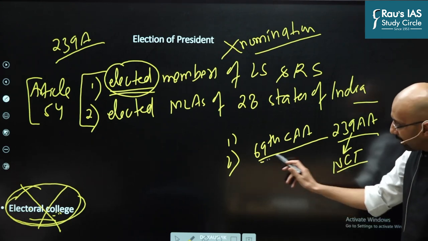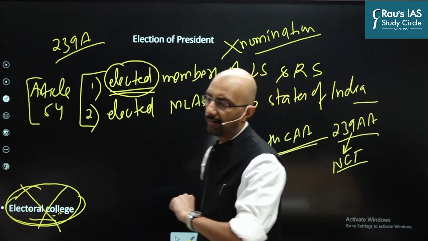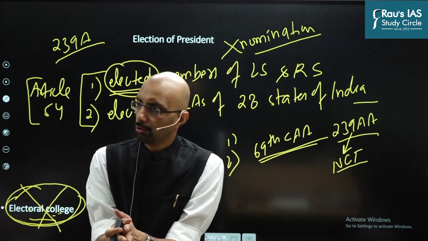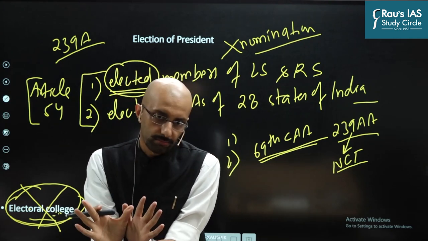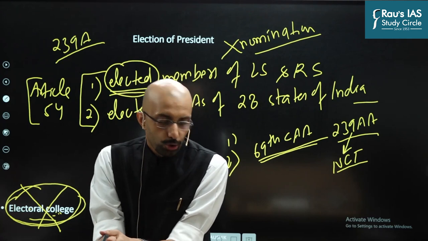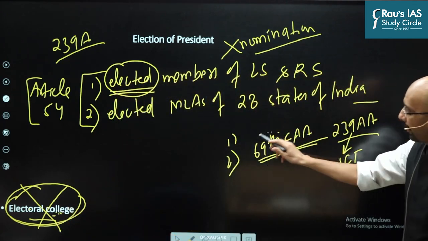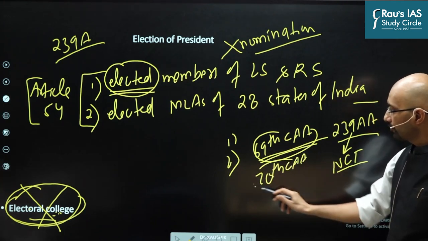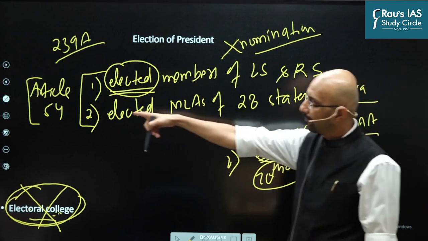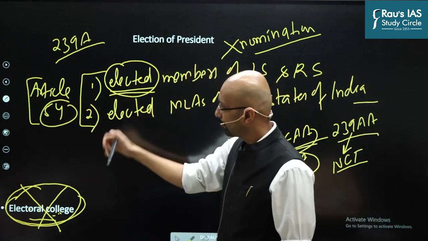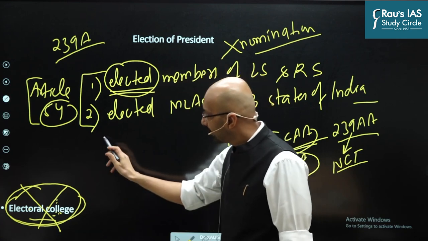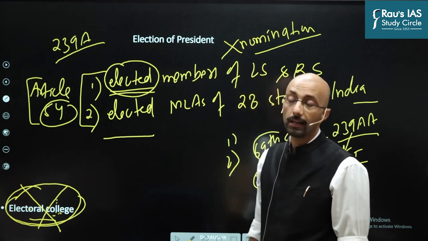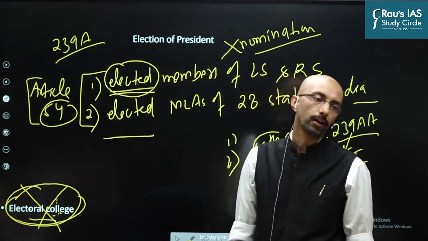So when the 69th amendment was passed, some MPs demanded, ki bhai, if you are giving Delhi its own Vidhan Sabha, why not allow the MLAs of Delhi also and Pondicherry also to participate in the election of the president? So this 69th amendment was done. And just after this, by 70th amendment, 70th CAA, Parliament will amend Article 54. This contains a definition of what? Electoral college. And Parliament will write a line simply after this. What line? That the word state in this article includes the UT of Delhi and Pondicherry.